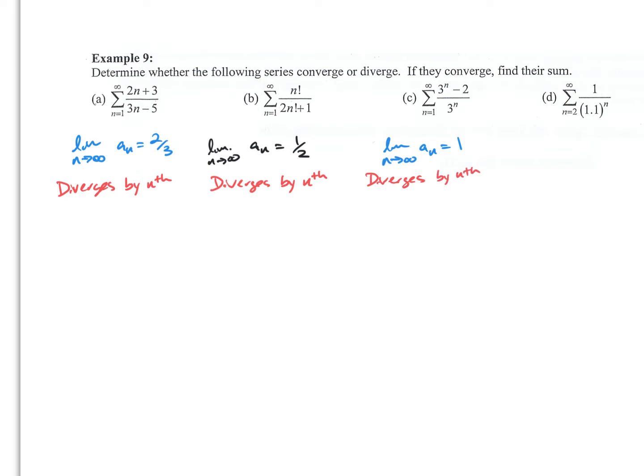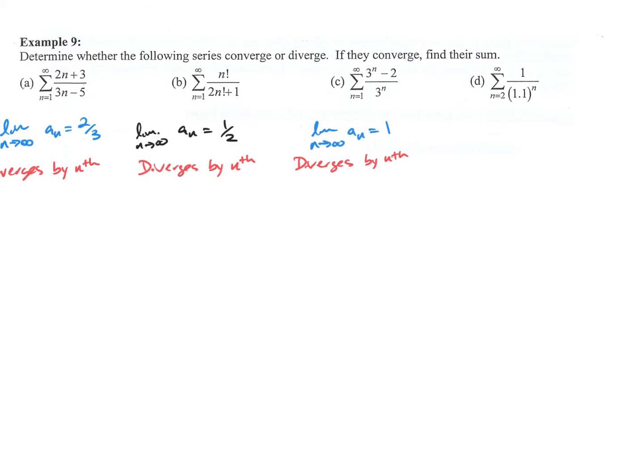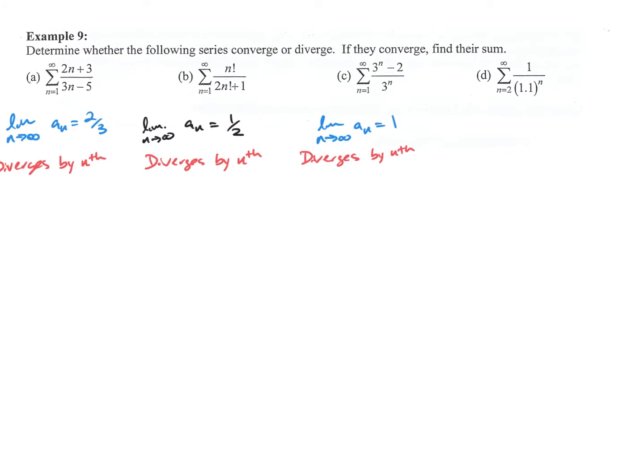All right, let's look at part D. So now, if I take a limit as n approaches infinity, what do we know? It goes to 0. So does that mean it converges by nth? No. So now we have to use another test. And guess what? The only other test we know right now.